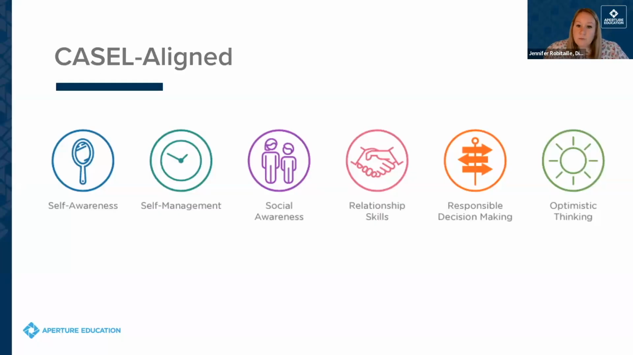The DESA student self-report, as well as all of the DESA assessments, are aligned to the CASEL framework. So they're going to be reporting on skills like self-awareness, self-management, social awareness, relationship skills, and responsible decision-making. One thing that's a bit unique about the DESA tools is that we also report on optimistic thinking. CASEL talks about optimistic thinking within their self-awareness competency, but our tools have been really informed by resilience theory and positive youth development.